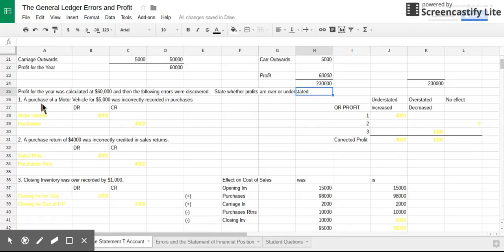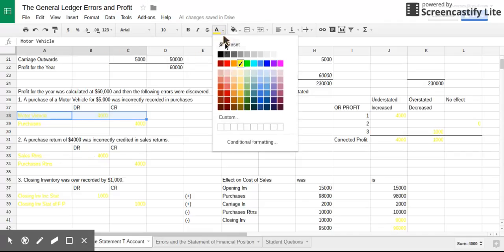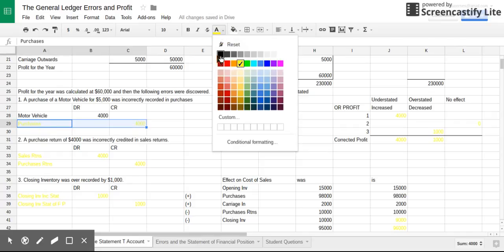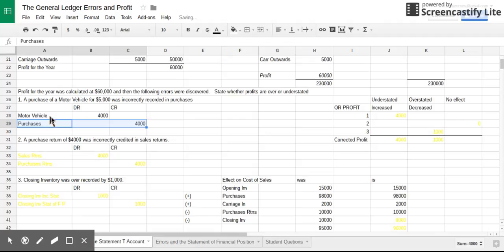Okay, let's work through them the way that I would do it. So as always with any kind of error, I'd always think about the journal entries and jot them down as part of my workings. And for the first one, we've got a purchase of a motor vehicle for $5,000. It was incorrectly recorded in purchases. So the first thing is it should have been in my motor vehicles asset account. So I should debit motor vehicles. I need to take it out of purchases. So I need to credit my purchases. The debit entry, asset.